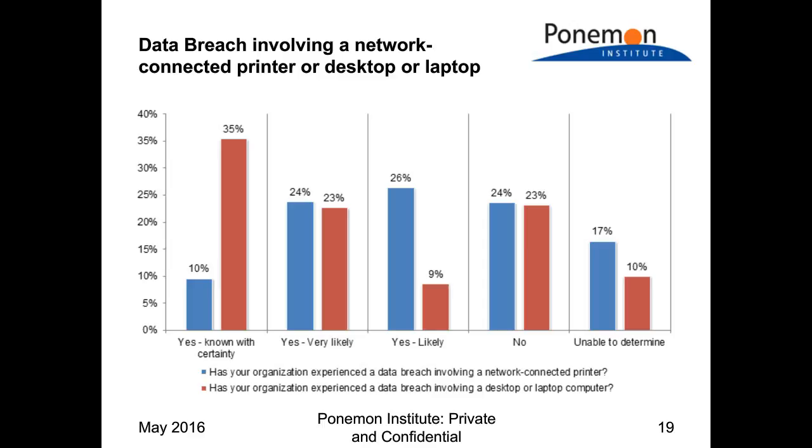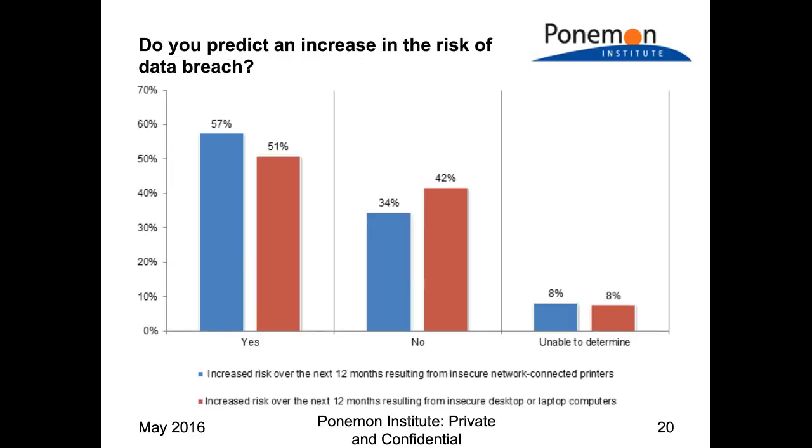Okay, lots of data points, I know, but we'll get through it. Do you predict an increase in the risk of a data breach over time? Here we're looking at increased risk. The blue is the next 12 months resulting from insecure network-connected printers, and the red is an increased risk over the next 12 months from insecure desktop and laptop computers. Here we get results that are pretty close. The yes response for printers' risk increasing is 57% versus 51% for desktops and laptops. So the risk is increasing, and they're similar, but printers are viewed as increasing at a higher rate. That's why 57 to 51% on the yes response is how I'm defining that.